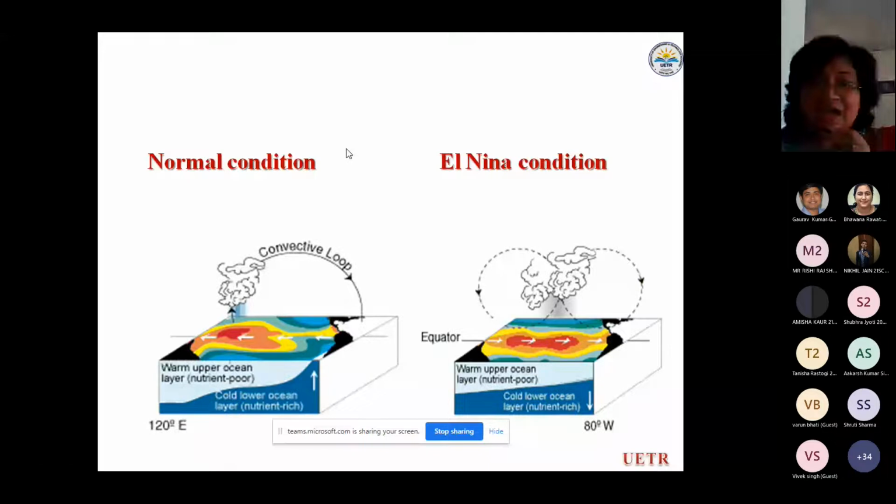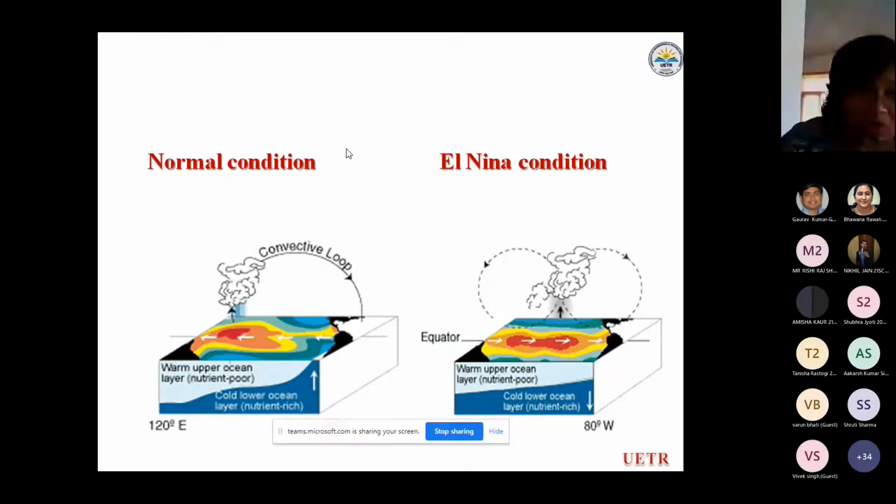This is the El Nino phenomena. The left-hand side is the normal condition, in which there is a loop making the cloud formation. Warmer water is up and the cool water is down. In the El Nino condition, the temperature of the Pacific Ocean is going to increase, the warm water is going to increase and the cool water is going down. That's why the whole pattern of the trade wind is going to be disturbed, going to reverse, and as a result the formation of the cloud is also going to be disturbed. So this is the El Nino condition.